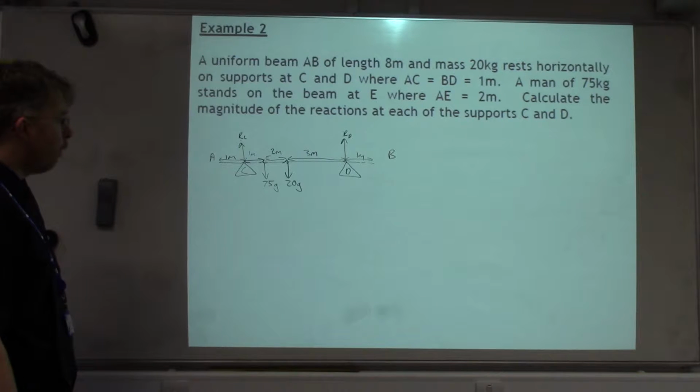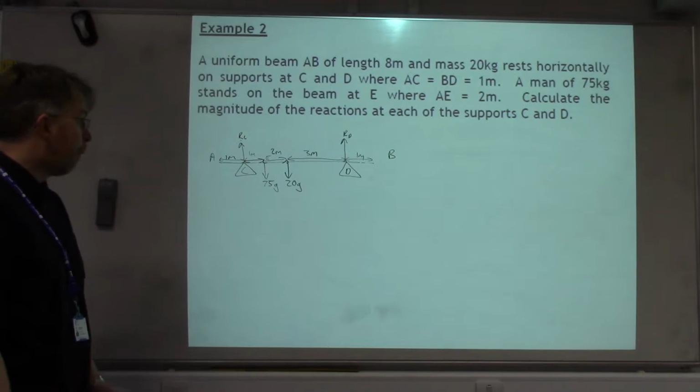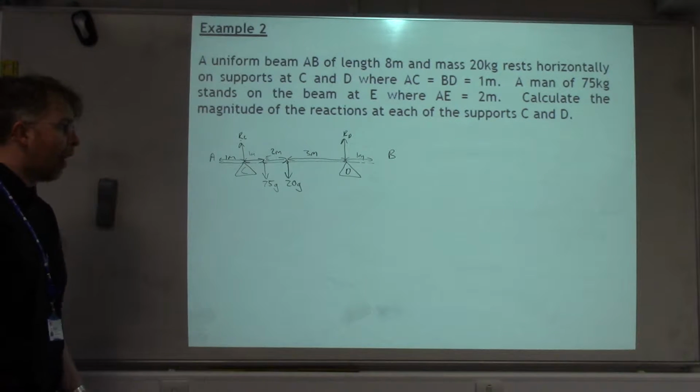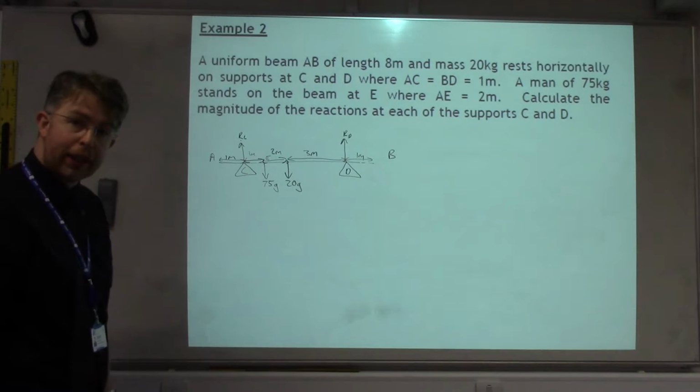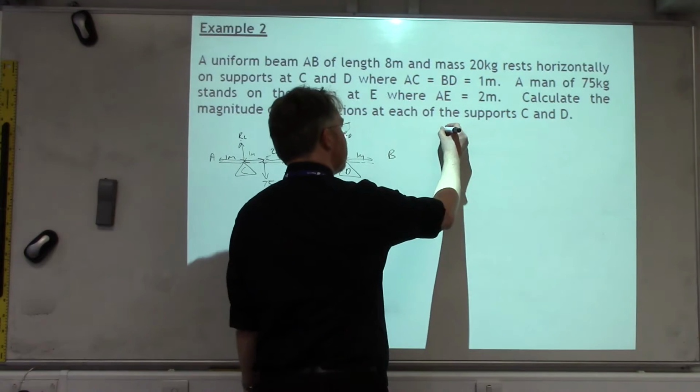So, we need to find RC and RD, but at the moment we've got both of them in, so we can take our moments either about C or about D. By doing that, we'll be able to find the missing one of the two. So I'm going to take moments about C.